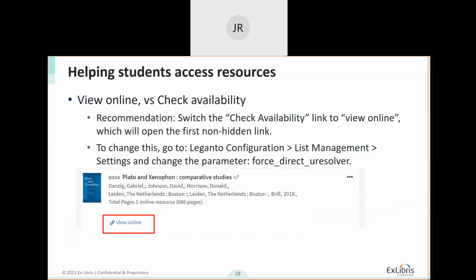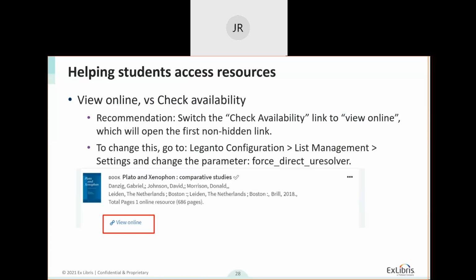The first one is the option to have your links display view online as opposed to check availability. This is another option that came out many years ago that I know not everybody has changed, but I generally do recommend this. The difference is that when I click on view online, it takes me directly to the resource, whereas if you have it displaying check availability, it opens up the full view of the citation where I can select from the list of links that are available.